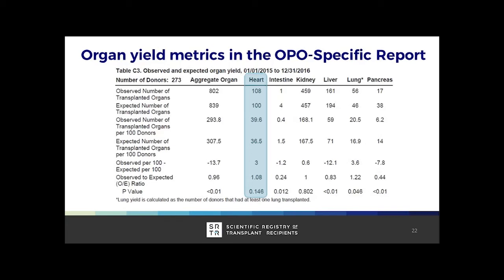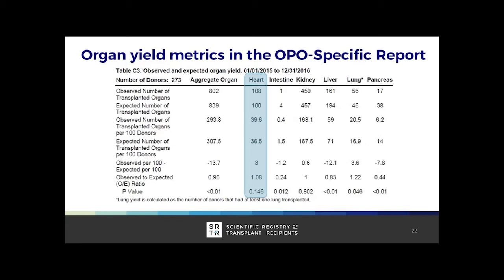We then convert that to the observed number of transplanted organs per 100 donors and the expected per 100. And then we have the observed per 100 minus the expected per 100, which in this case was 3, and the observed to expected ratio, 1.08. And a statistical test here about whether that is significantly different from 1. A lot of numbers there.